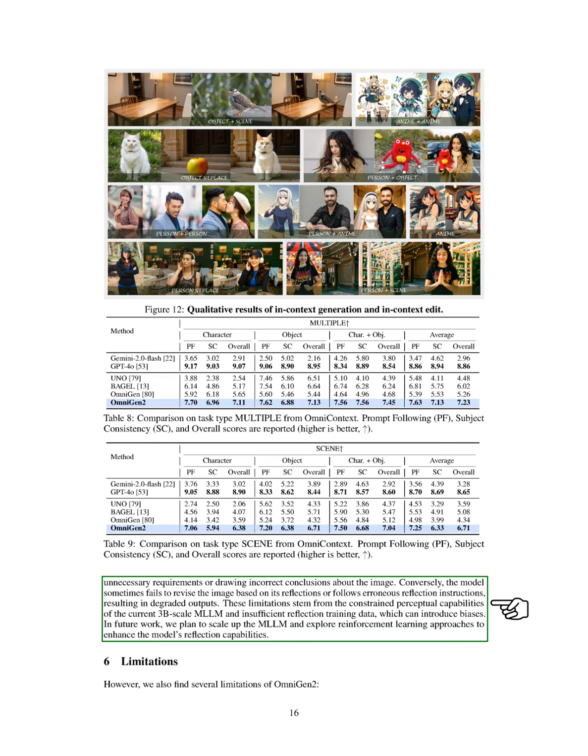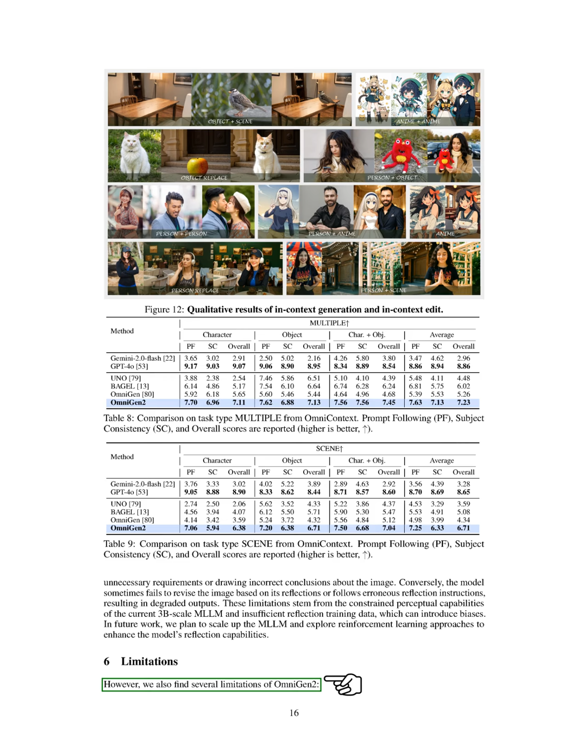The model may over-reflect, especially with simple instructions, leading to unnecessary requirements or incorrect conclusions. At times, it fails to revise the image based on its reflections or follows flawed instructions, resulting in poorer outputs. These challenges arise from the limited perceptual abilities of the current 3B scale multimodal large language model, MLLM, and a lack of diverse reflection training data, which can introduce biases. In future work, we aim to scale up the MLLM and investigate reinforcement learning methods to improve the model's reflection capabilities.